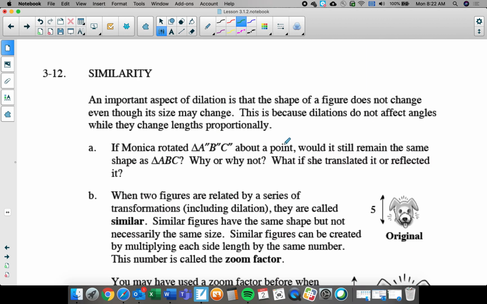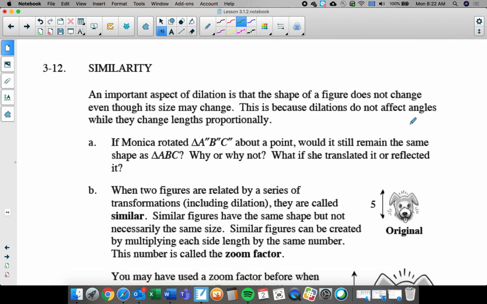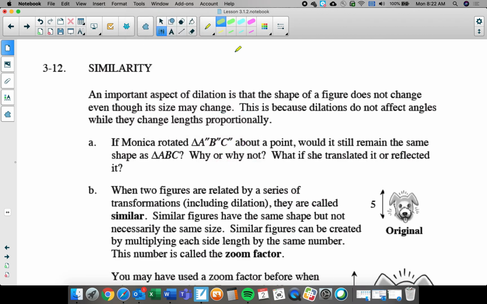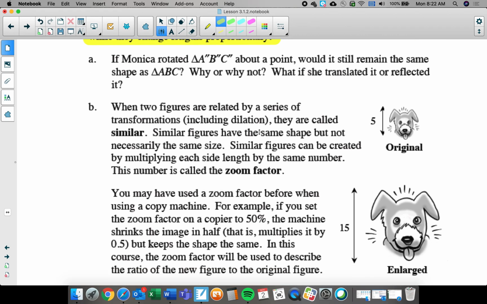So then, if we move into the next portion, similarity. An important aspect of dilation is the fact that the shape of a figure does not change, even though its size might. This is because dilations do not affect the angles while they change the lengths proportionally. I'm going to highlight that because that's a really important part of this entire chapter. Dilations do not affect the angles while they change the lengths proportionally, meaning by a certain zoom factor or a certain scale factor. Okay? So, I'm going to skip here to part B.